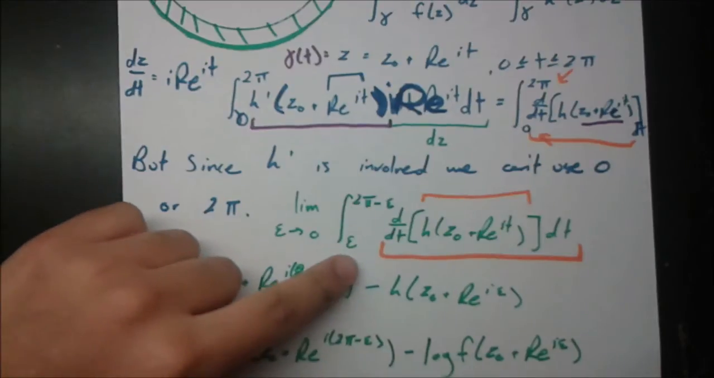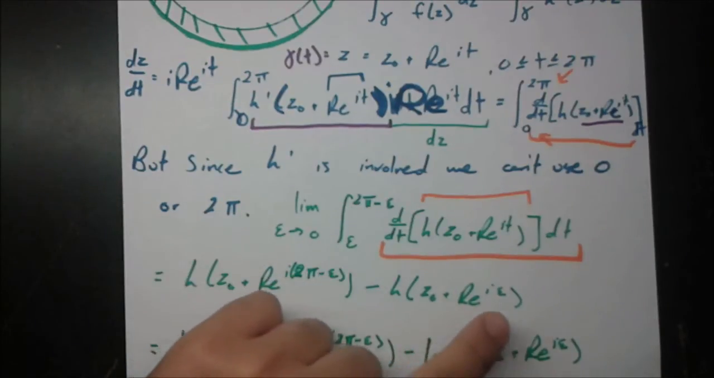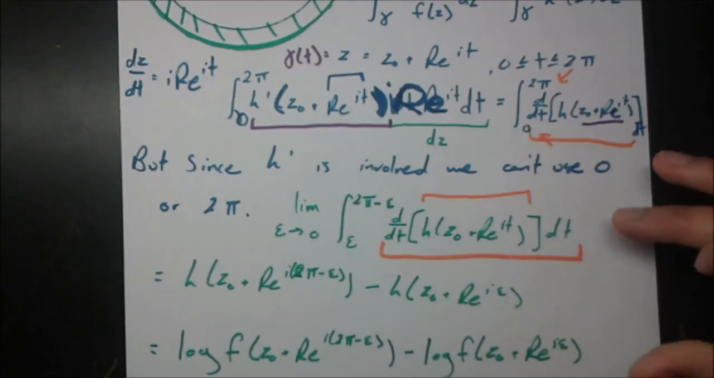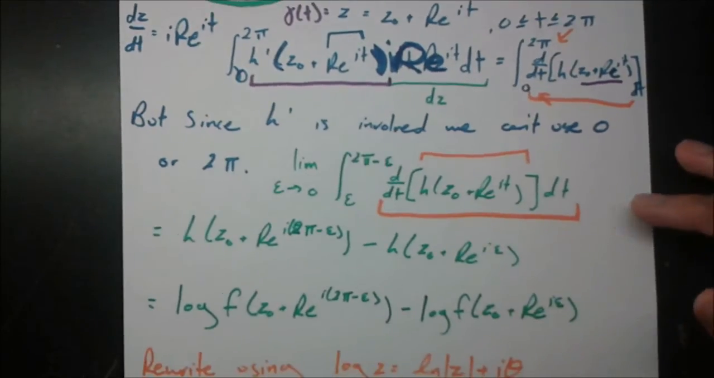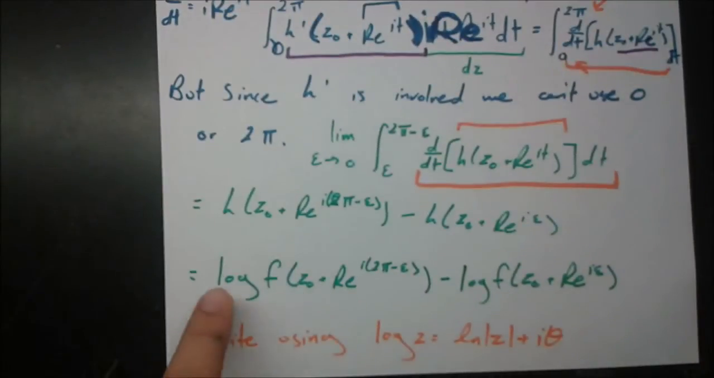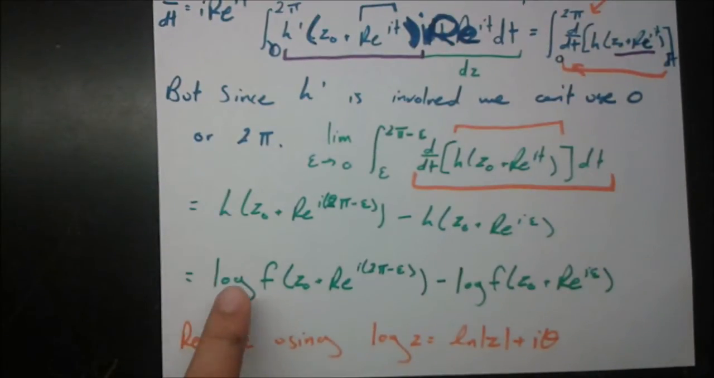And the starting point was going to be epsilon. So we have z naught plus r e to the i epsilon. Okay, so now we have this nicer quantity. No integrals, no derivatives. So everything's kind of getting cleaned up here. And then h, again, we said was what? H equals log f. So we're going to replace h with log f. Now we have log f of that quantity, the ending point, minus log f of the beginning point quantity.